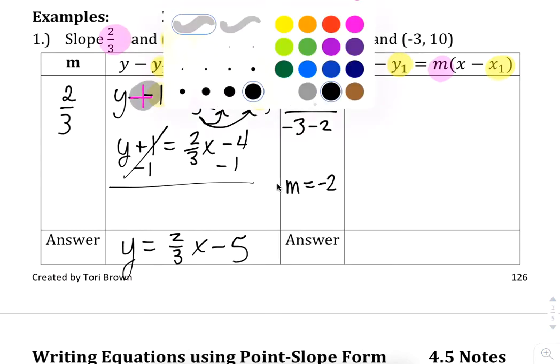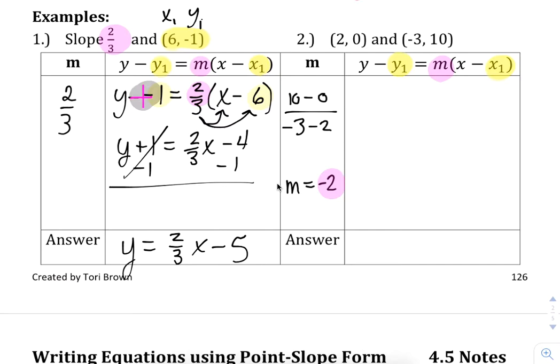Once I have my slope, now I can pick a point. I like to pick the points that have small numbers or no negatives. In this case, I'm going to use 2, 0. That's going to be my x1 and my y1. All right, plugging in what we know. Give me just a second to highlight. And we're plugging in y minus 0, that's my y, equals negative 2, that's my slope, and then x minus 2, that's my x. I'm going to go ahead and check for double negatives.